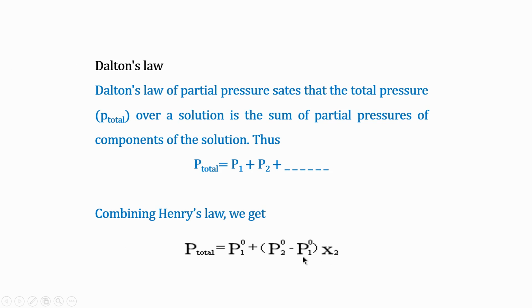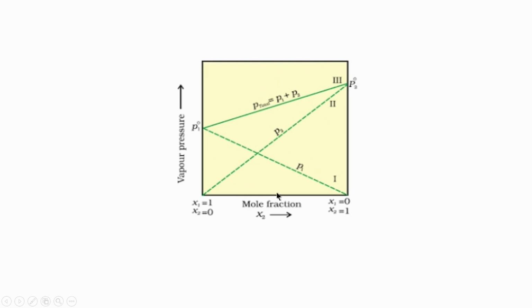So, this P2 naught, P1 naught, x2 naught I have defined in the previous slide. Okay. So, here I am plotting mole fraction versus vapor pressure. The pressure here is x1, that is the pure component of x, and when it is 100% pure, naturally x2 should be 0, is not it? So, here x2 should be 0.